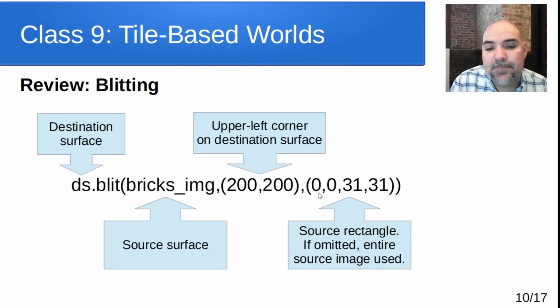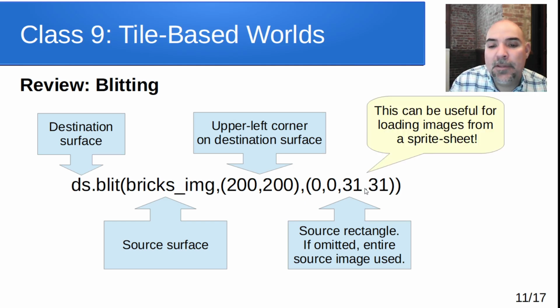And then over here, this is a source rectangle from the source surface. So if we leave that off, it'll use the entire image, but we could also trim that image down. And that is going to be useful to us a little later on. We're also going to use a concept called subsurfaces later on. But the idea here is that it can be useful for loading an image off of a sprite sheet, in other words, or a tile set.